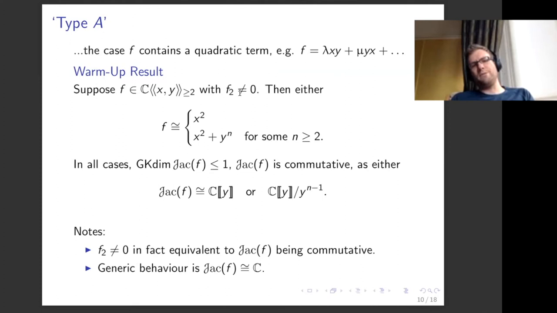ways artificial, right? So I choose an arbitrary element which has got quadratic terms or higher. Well, in some ways, you'd expect most of the time to have a quadratic term, because otherwise some things have to be zero, and being zero is somehow difficult. And so you'd expect there to be a quadratic term. And in fact, having a quadratic term is equivalent to the Jacobi algebra being commutative. And so if I went to classify those that are commutative, that would be somehow, I think, fairly natural.